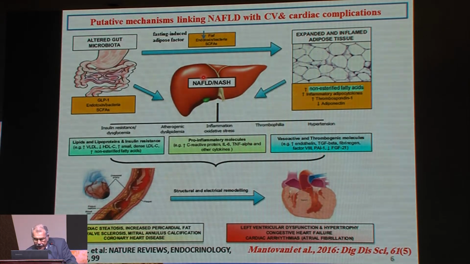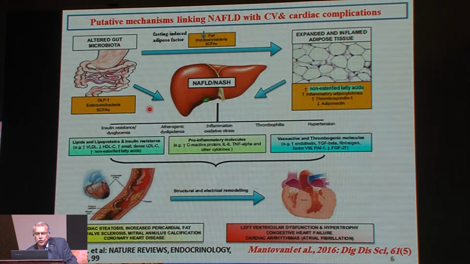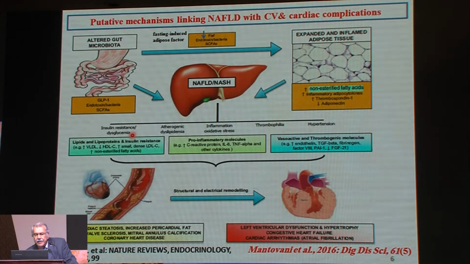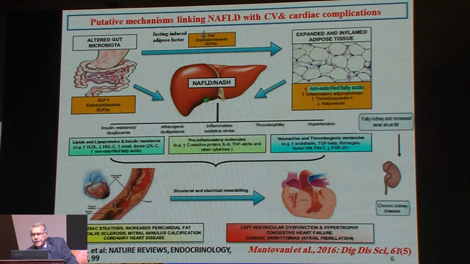Again, it will lead to insulin resistance and dysglycemia, the most atherogenic dyslipidemia, and inflammation. Also, the thrombophilia, this is very important, most importantly due to factors produced by the liver itself, most important the plasminogen activator inhibitors. These will lead to the cardiovascular disorders we mentioned. The same occurs with the kidney in the form of fatty kidney, which will lead to increased chronic kidney disease in diabetics with NAFLD.